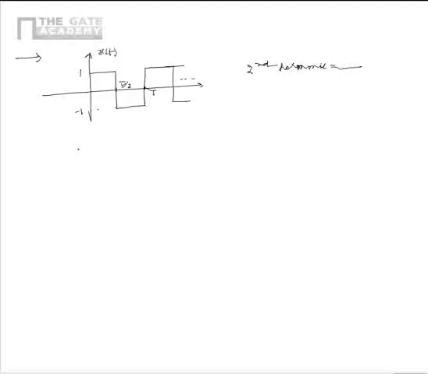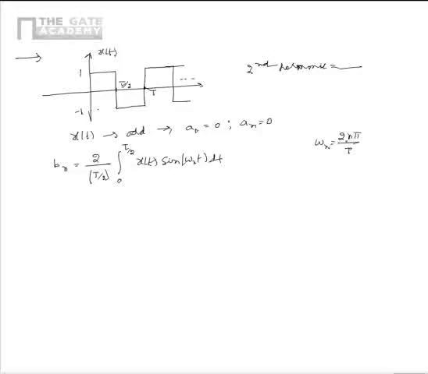We know that by the trigonometric Fourier series expansion, we can find the second harmonic content. We see that the given signal x of t is odd. So as x of t is odd, we know that the DC term a0 is 0 and also an is equal to 0. And we can see that the coefficient corresponding to the sine term, bn, can be written as 2 by T by 2 integral 0 to T by 2 x of t sine of omega n t dt, where omega n is equal to 2 n pi divided by capital T.